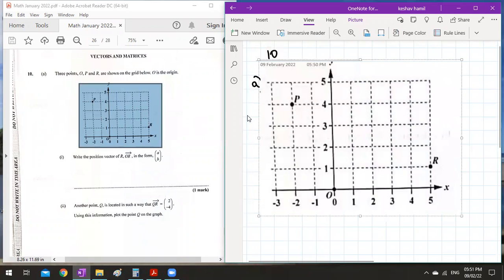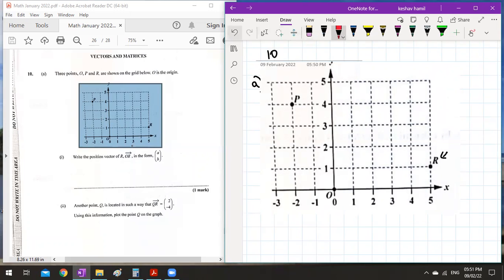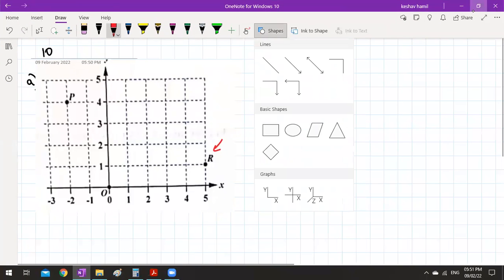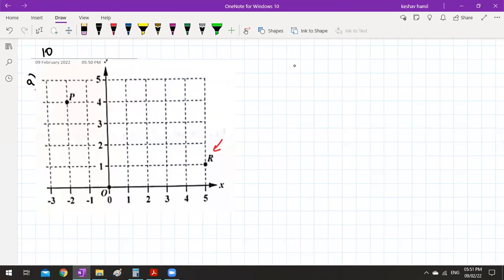So we can see that. Write the position vector of R. OR is in the form AB. So all right, this is R here. They want the position vector from O to R, right?